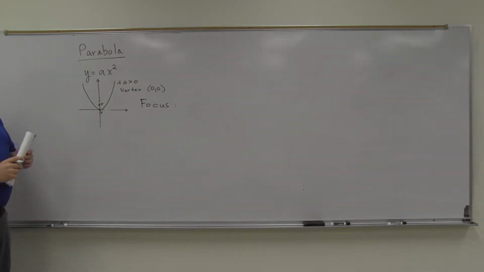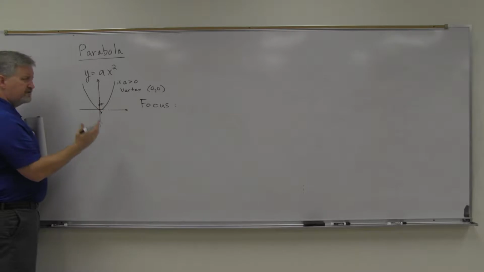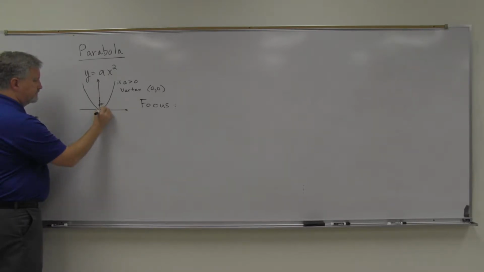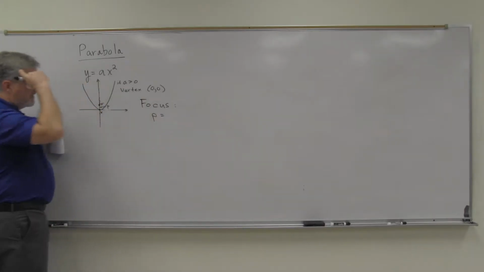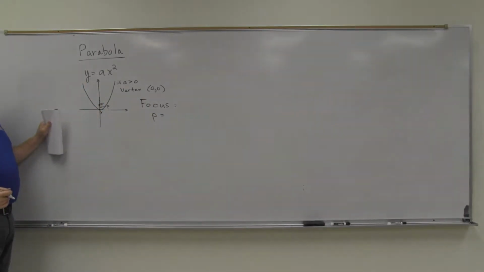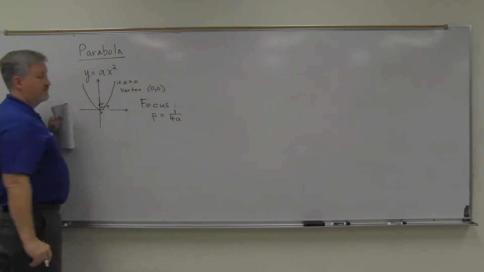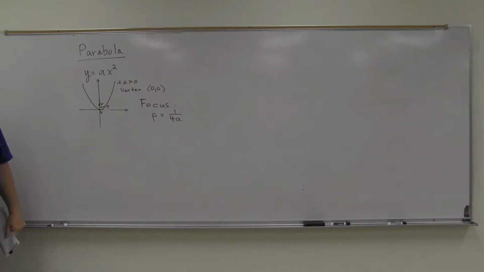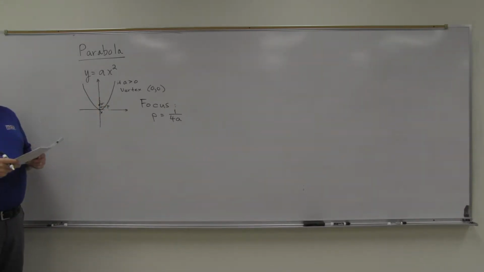The way we find that focus is we find what's called the p distance. There are different formulas for it, but here's the one I'd like for you to use. p is the distance from the vertex to the focus. And here's how I like for you to find p. p is always 1 over 4a. The 4a is in the denominator. 1 over 4a. That's how I'd like for you to find the focus, all right? So if we can calculate that, then that's the p distance, and that gives me the distance to the focus.